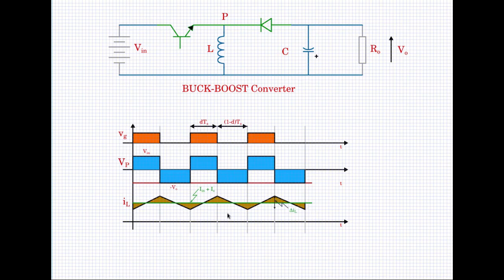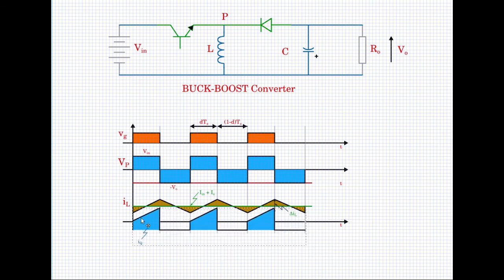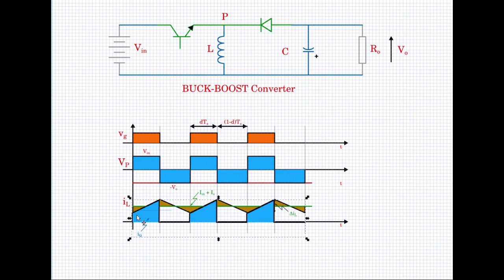Now let us look at the components of the inductor current. First, let us look at the component that flows through the BJT. So this part of the inductor current, the blue part, flows through the BJT. The average value of this blue part is I in, and the peak value is, you know that the average value of the inductor current is I in plus I naught, plus delta IL. So I in plus I naught plus delta IL will be the value.